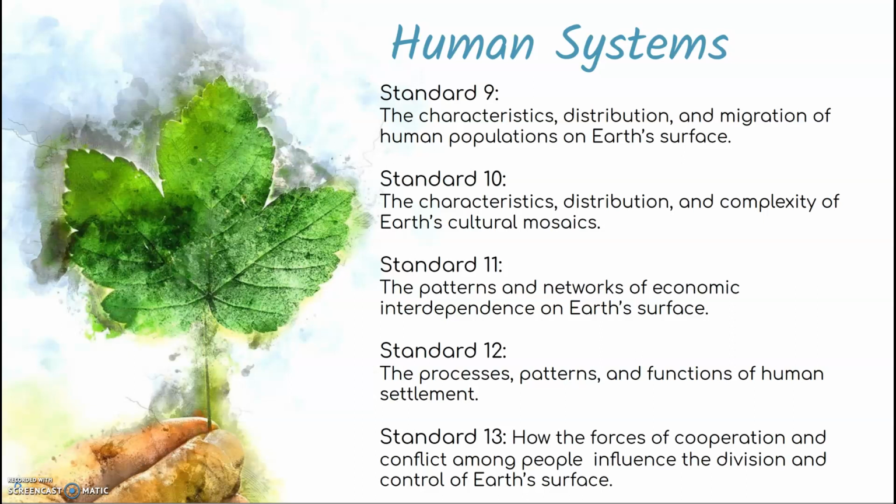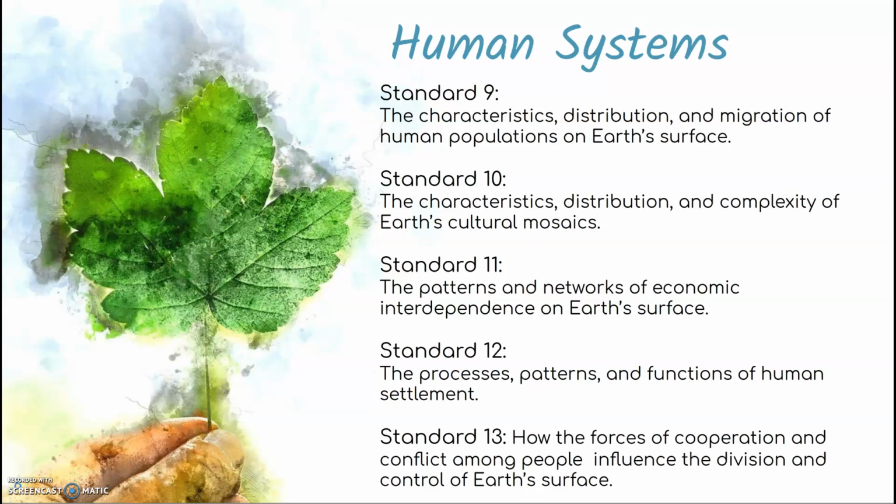The next grouping of the standards is the human systems, and standard 9 is the characteristics, distribution, and migration of human populations on Earth's surface, which helps us understand the movement and interaction of humans with the natural environment. Standard 10 is the characteristics, distribution, and complexity of Earth's cultural mosaics, which helps us see as members of a multicultural society how diverse spatial expressions of culture are distributed.